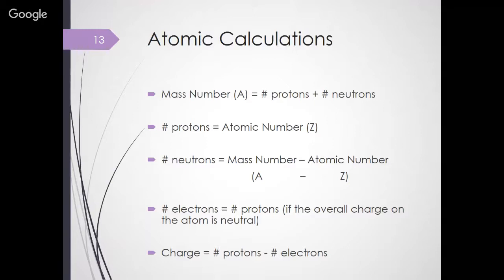If you want to know the number of electrons, it is simply equal to the number of protons if the overall charge on the atom is neutral. Remember, most atoms are neutral. The only way they aren't neutral is if there's a charge shown at the top right-hand corner of the elemental symbol. So then, if you want to know the charge of something, you take the number of protons and subtract the number of electrons.